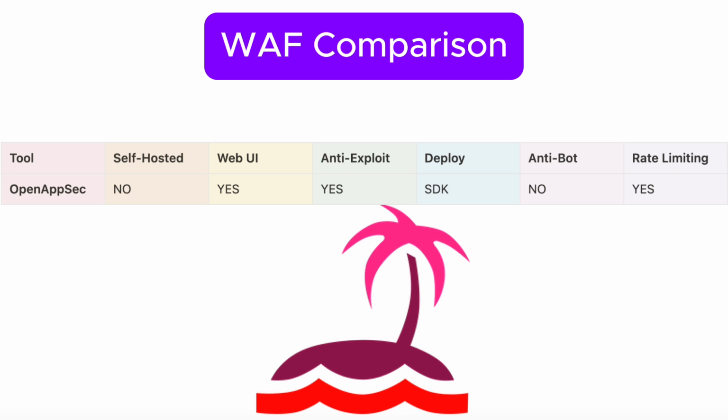OpenAppSec provides a web UI and anti-exploit capabilities, but it's not self-hosted. Instead, it operates as an SDK requiring integration into your application. OpenAppSec offers anti-bot protection and rate limiting, making it a well-rounded solution for web application security. However, being an SDK means it may not be as easy to deploy as some other web application firewalls that are either self-hosted or provided as a service.